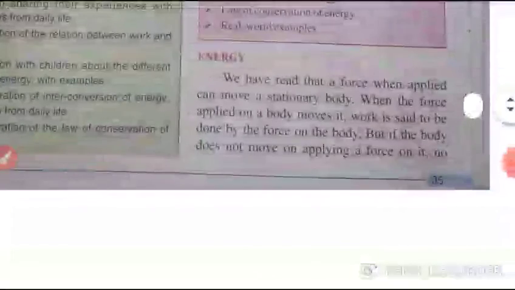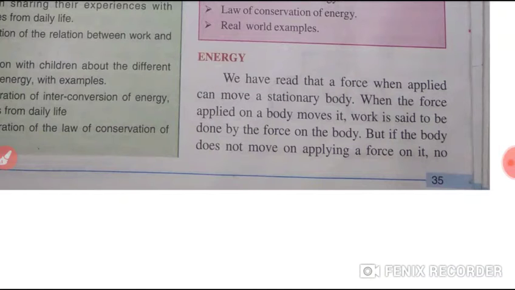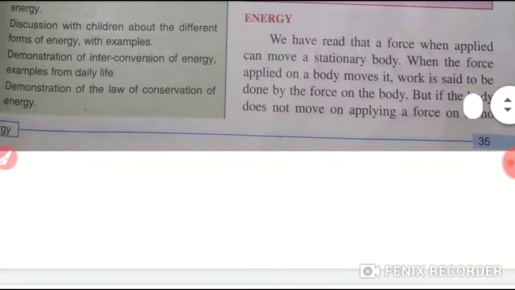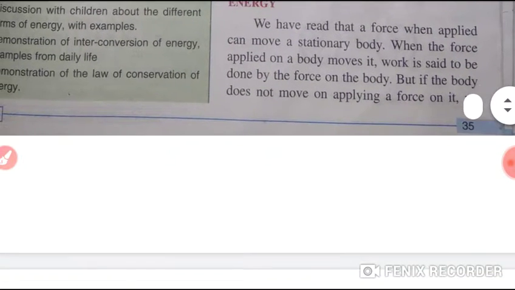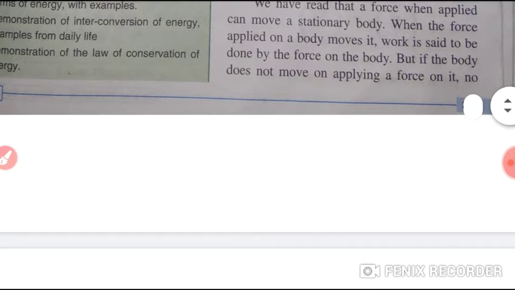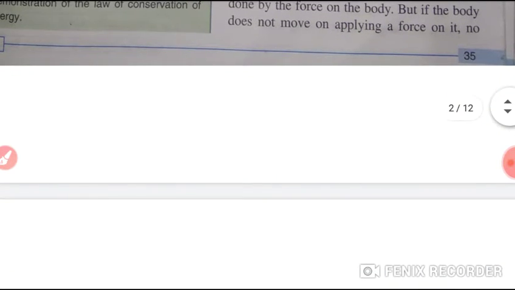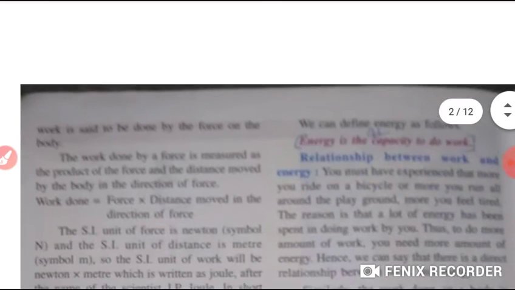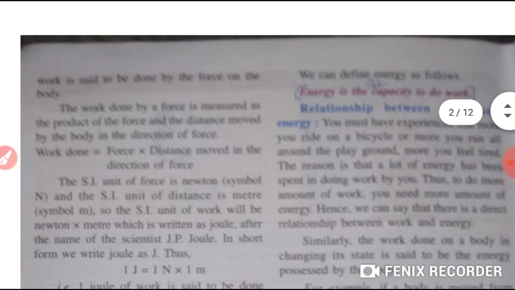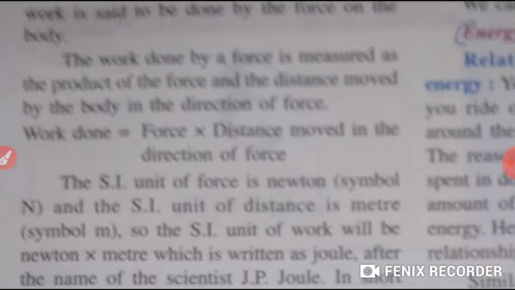Students, we have read that a force when applied can move a stationary object. When a force is applied on a moving body, the work is said to be done by the force on the body. But if the body does not move while applying the force, no work is said to be done. So the work done by a force is measured as the product of the force and the distance moved by the body in the direction of force. So students, work done is equal to what? Force multiplied by distance moved in the direction of force.